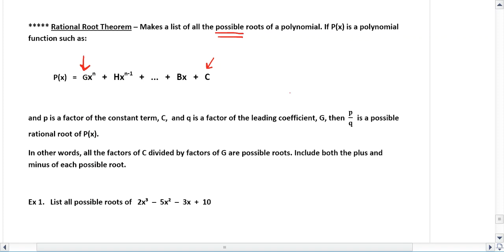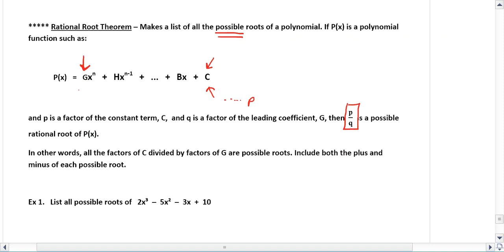So your book uses this p over q, so I'm going to stick with that, where p is any factor of this constant, and so we usually have a list of these. So this is where the small letter p comes from.